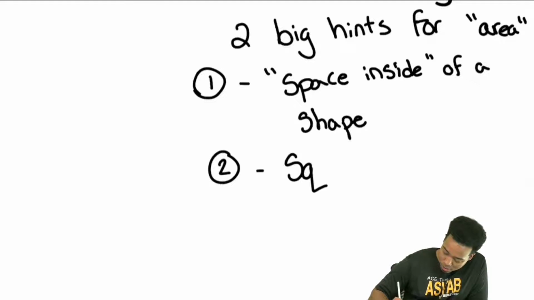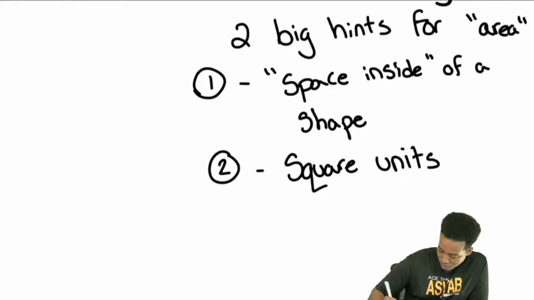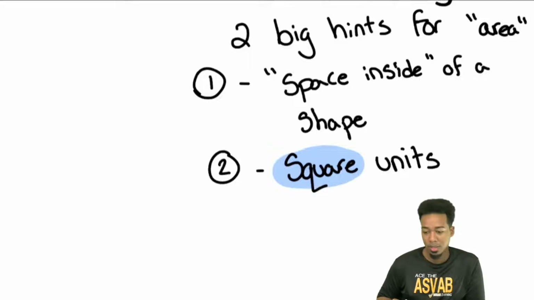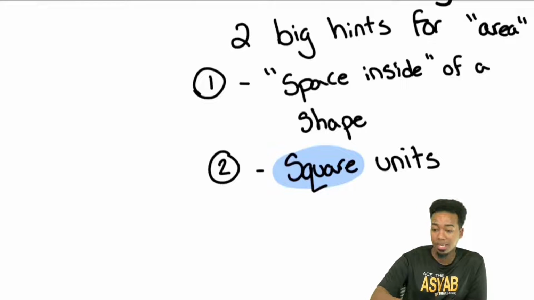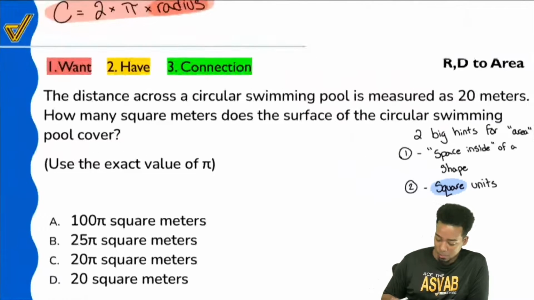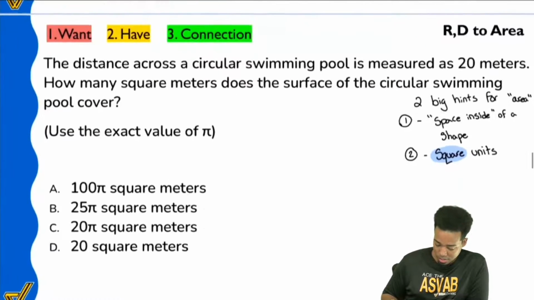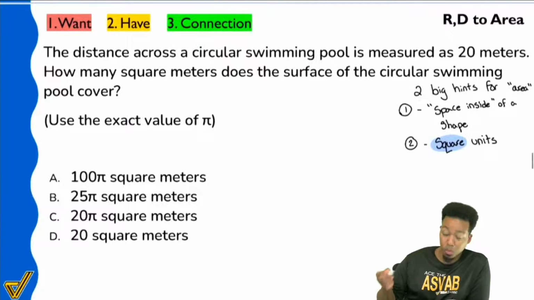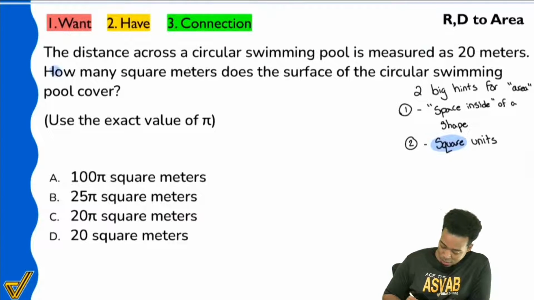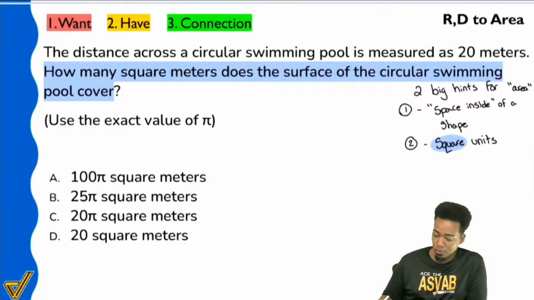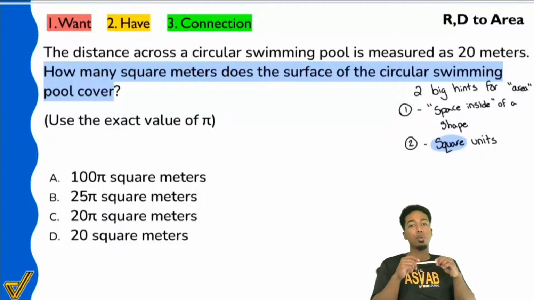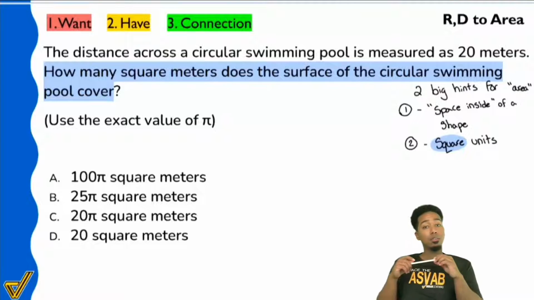Square units is area. Square units. That is a big, big hint for you, and this is how you're going to spot this here. So first, we're going to read the question. The question says, how many square meters does the surface of the circular swimming pool cover?